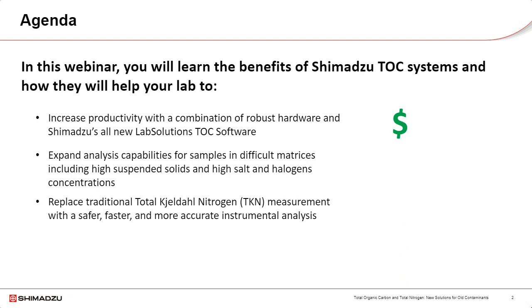We'll also learn how you can expand analysis capabilities for samples in difficult matrices, including high suspended solids, high salt, and high halogen concentrations. Once again, these are designed to save your lab even more money. And finally, we will talk about how you can replace traditional Total Kjeldahl Nitrogen, or TKN, measurement with a safer, faster, and more accurate instrumental analysis, all designed to save your lab even more money.